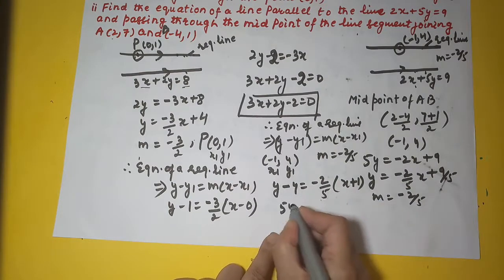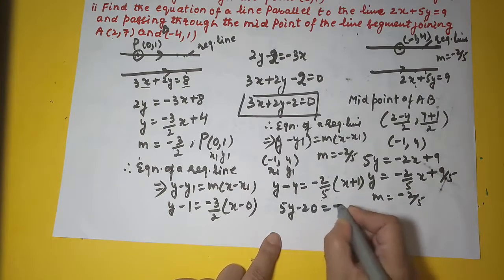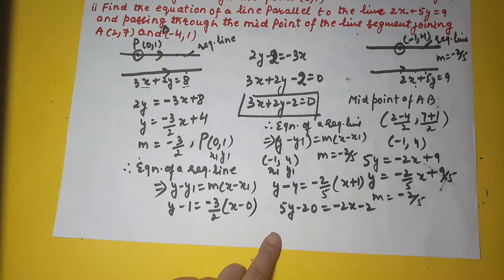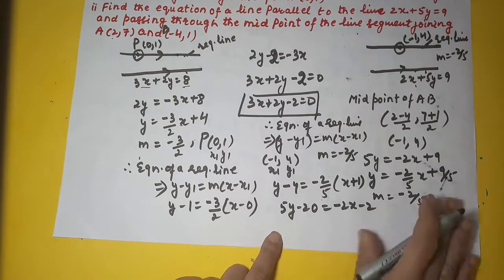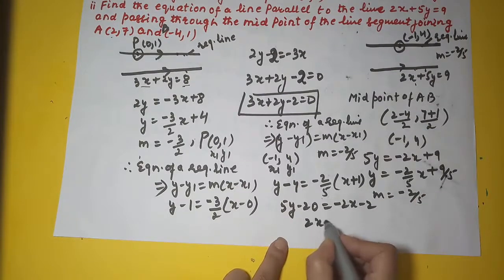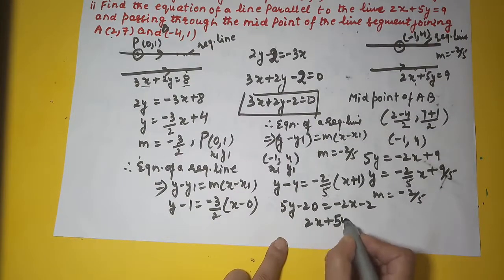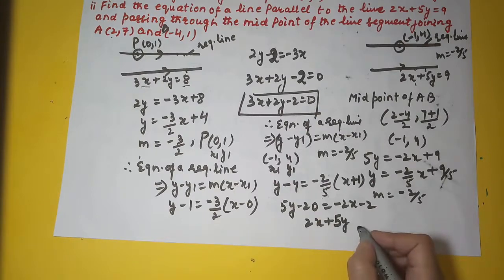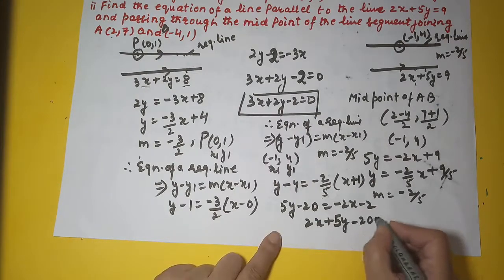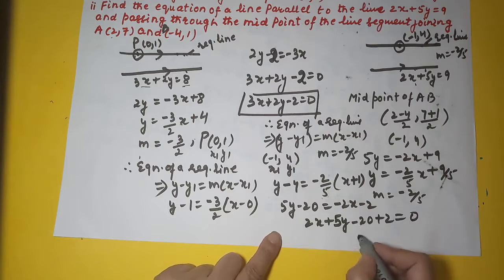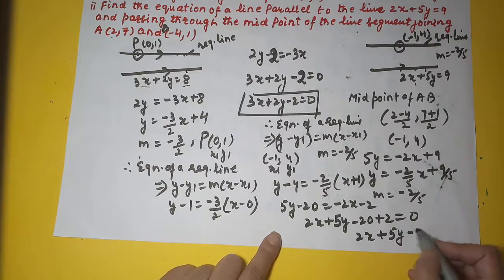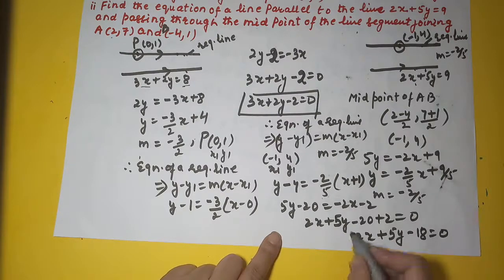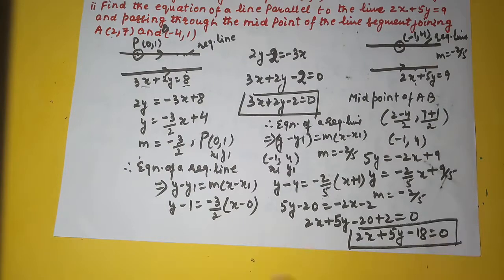So let me cross multiply. This will become 5y minus 20 equal to minus 2x minus 2. My x should be positive, so let me shift all of them to one side. So this will become 2x plus 5y minus 20 plus 2 equal to 0. So finally my equation will be 2x plus 5y minus 18 equal to 0. This will be the equation of the required line.